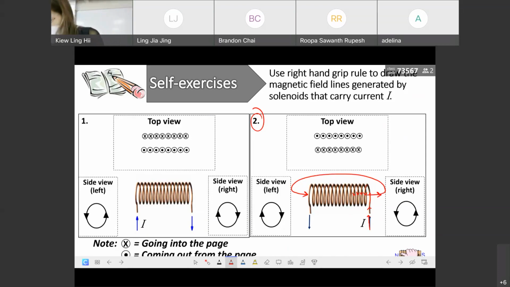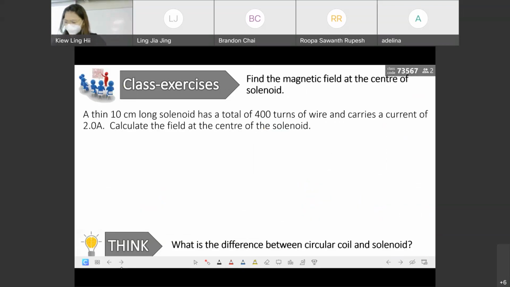When we have magnetic field moving like this, doesn't this solenoid look like a bar magnet? So a solenoid can also turn into a bar magnet, with the side whereby magnetic field comes out being the north pole, and the side whereby magnetic field goes into being the south pole. Okay? So let's move on to the question.